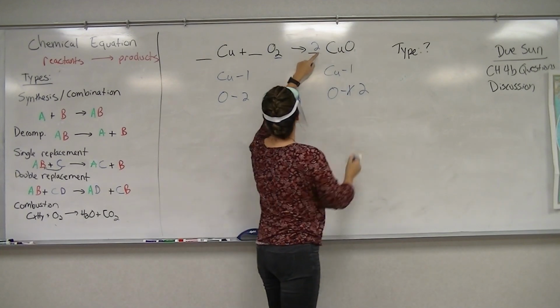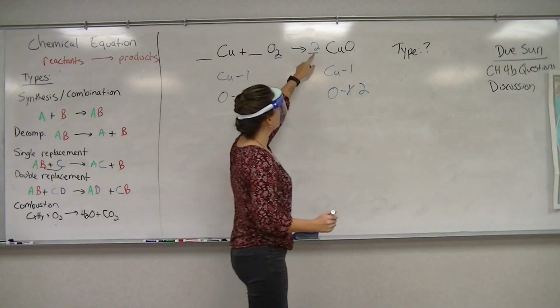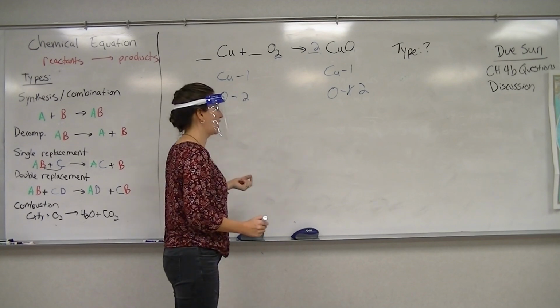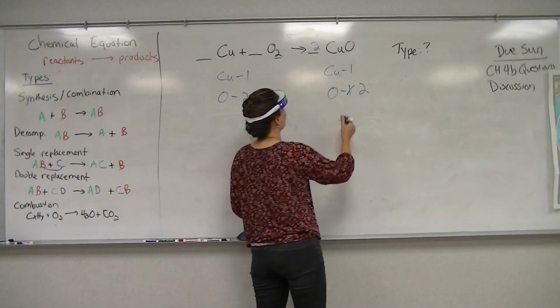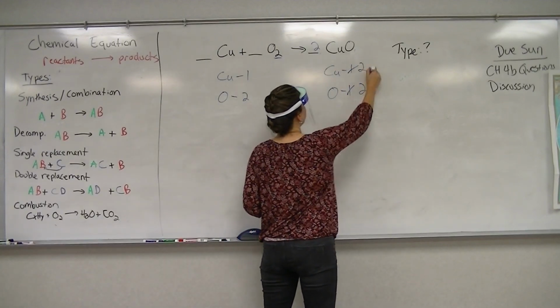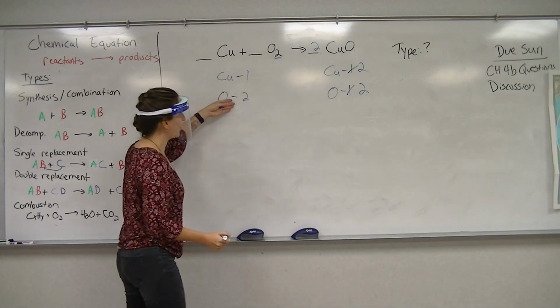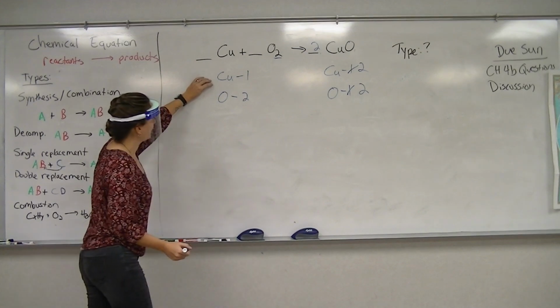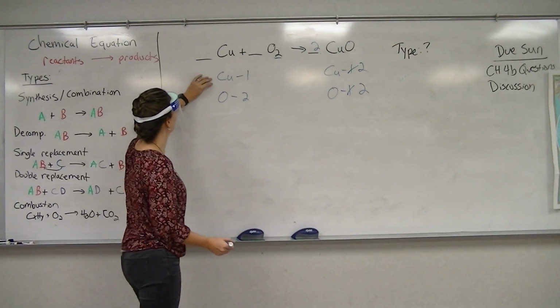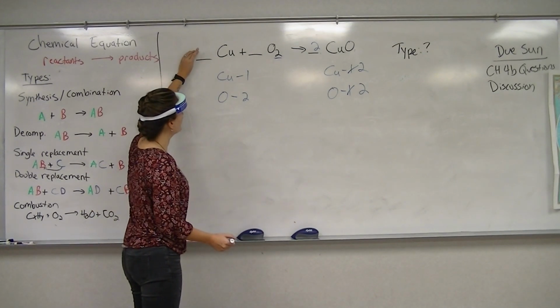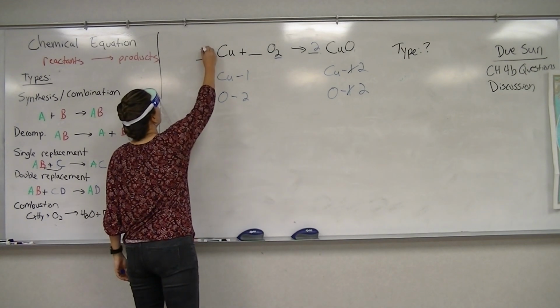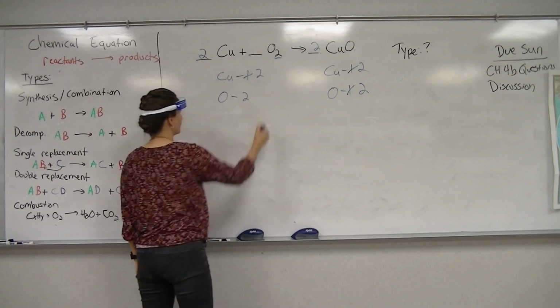2 oxygens. But notice, putting a 2 here changes every element in that compound. So copper's changing as well. How many coppers do I have? 2 as well. So I've balanced my oxygens, but now my coppers aren't balanced anymore. So I go back to the reactant side, go to where copper is, and now I need a coefficient to put here to make 2 coppers. Putting a 2 there does it.